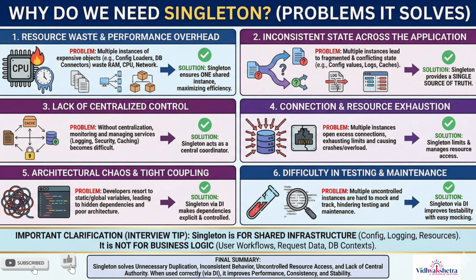Problem 5. Architectural chaos and tight coupling. Without singleton or DI managed lifetimes, developers often resort to static access or global variables. This causes hidden dependencies, tight coupling, poor testability, difficult maintenance. Modern singleton usage, especially through dependency injection, solves this by making dependencies explicit and controlled.